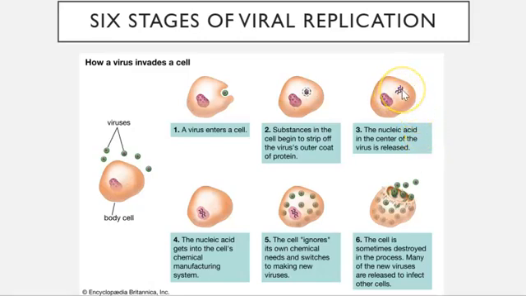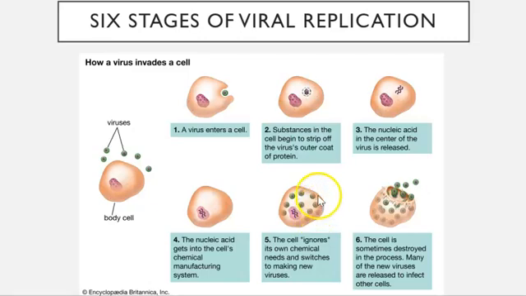So here's the nucleic acid, that genetic information. The nucleic acid gets into the cell's chemical manufacturing system. So it's basically the virus taking over the cell. The cell ignores its own chemical needs and switches to making new virus.